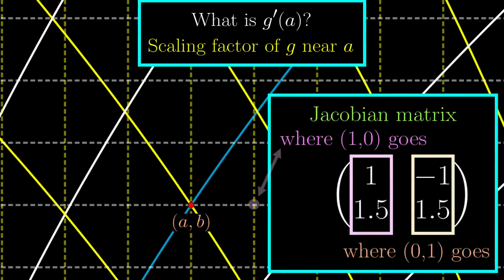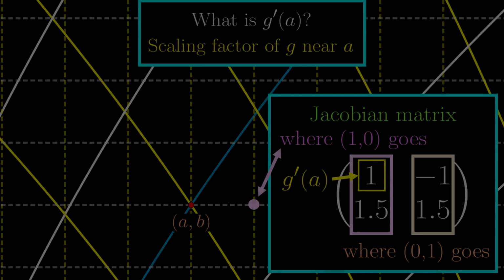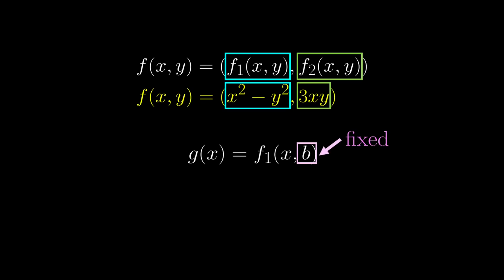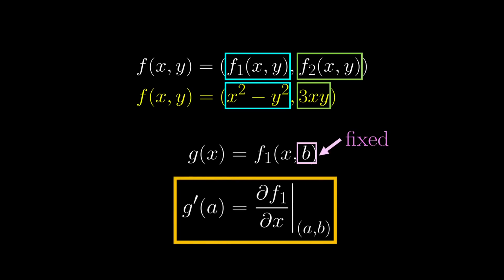The first column is precisely asking where this point goes, and g' of a simply extracts the x-coordinate for us. Usually, we don't say the function g explicitly and denote g' of a directly in terms of f1, but this is nothing new, just a notation to save us the trouble of explicitly defining g every time.